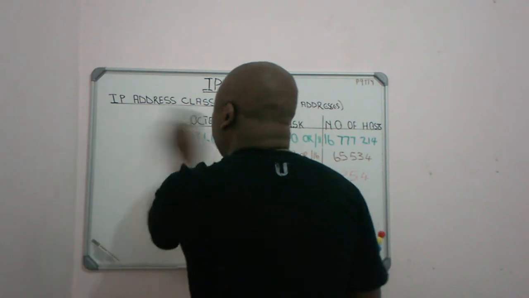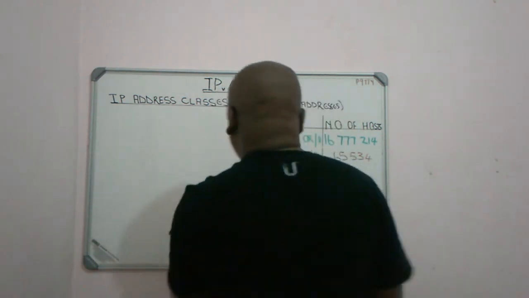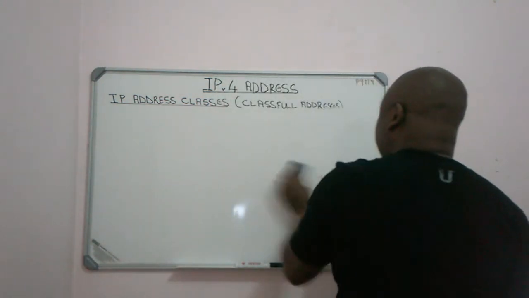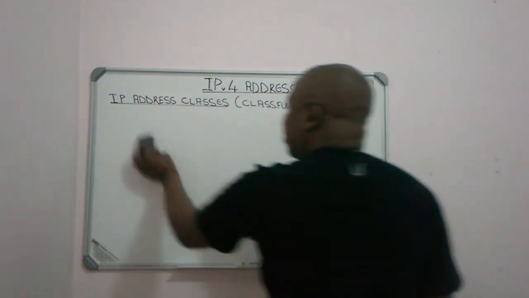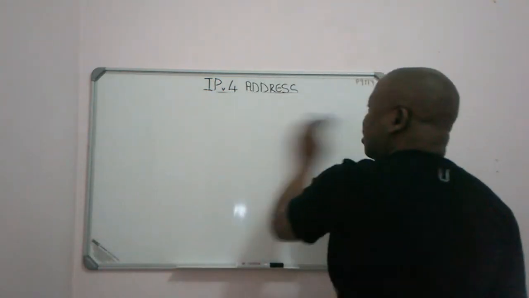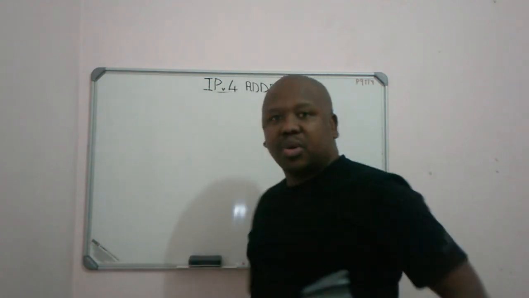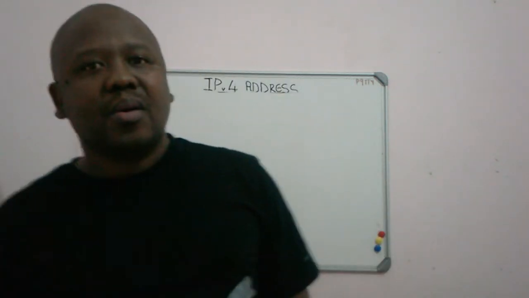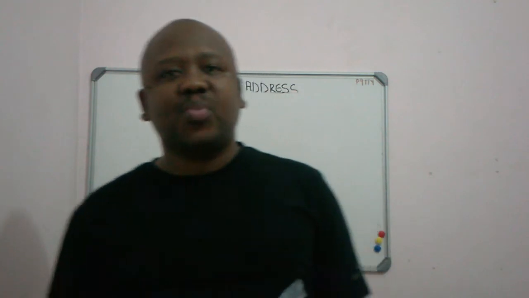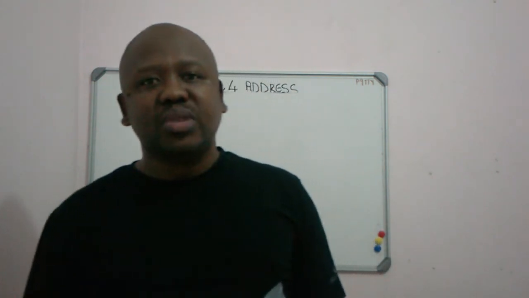Okay, now we are done with classful addresses. We also have what we call private IP addresses. Our private IP addresses are the addresses that we use to communicate on our local area network. We have class A, B, and C also.